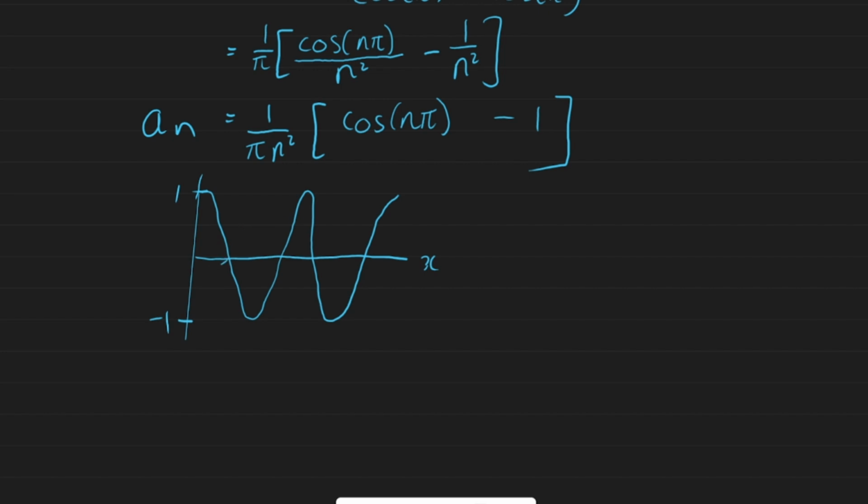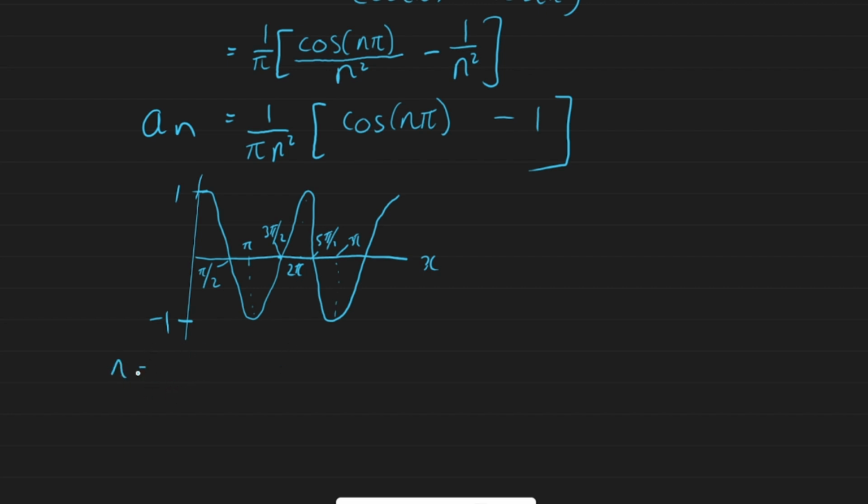Okay, so that's pi over 2. That's pi. So this is 3 pi over 2. And that is 2 pi. And that is 5 pi over 2. And that is 3 pi. And so on. So let's have a look at even numbers.